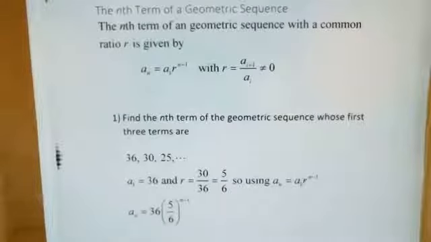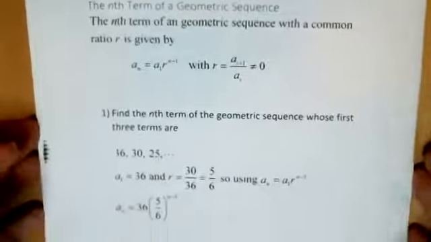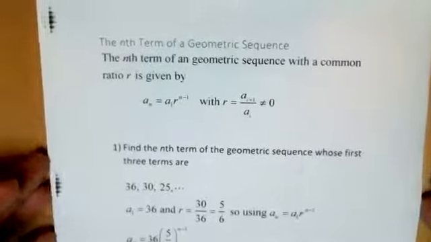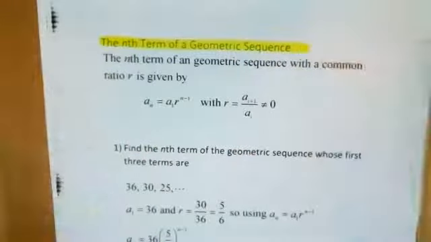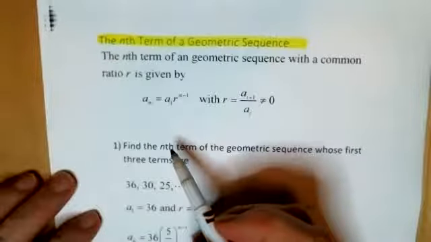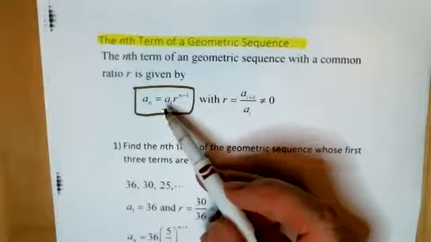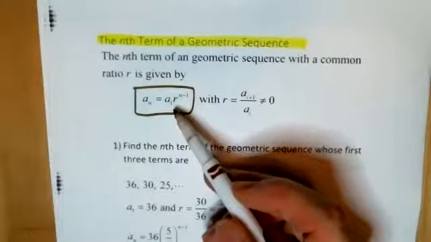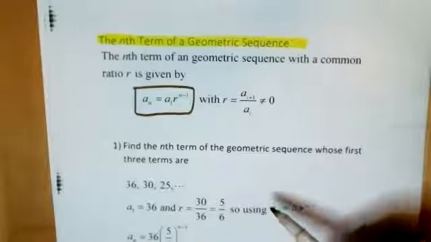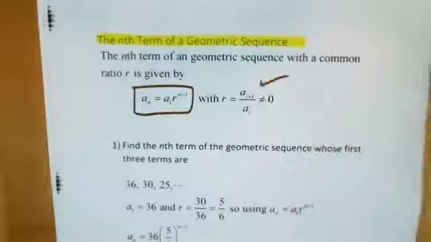So because of that regular common ratio, we can generate the nth term of a geometric sequence as a formula. So the nth term with a common ratio r for geometric, a sub n is equal to a sub 1 times r raised to the n minus 1. And that r has to be non-zero.